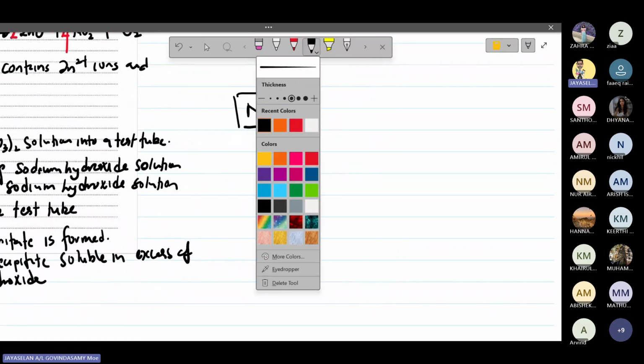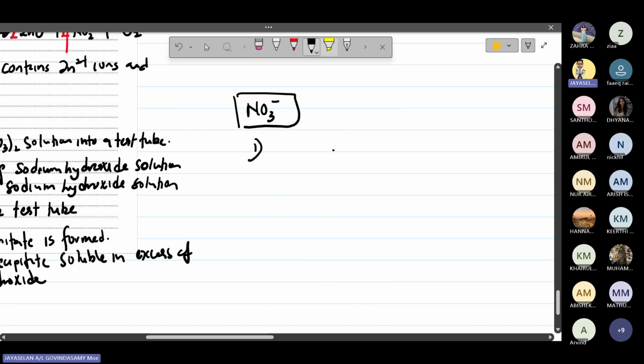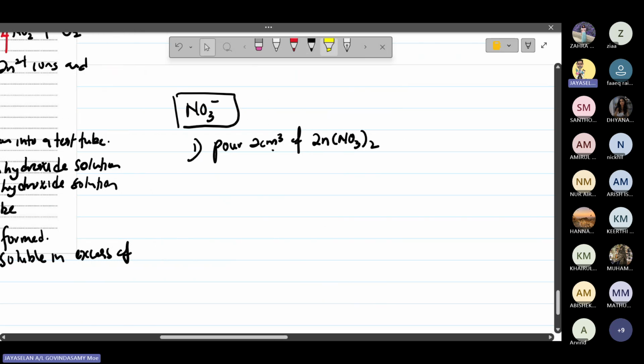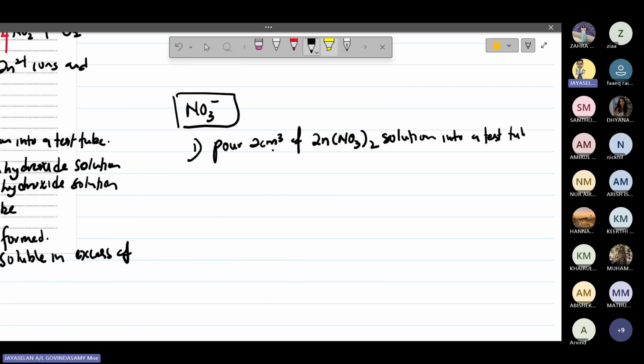Nitrate ion. Okay, saya tuliskan procedure number 1. Procedure number 1, pour 2 cm power 3. You boleh guna symbol. Okay, boleh guna symbol. Zinc nitrate solution, okay, into a test tube. You already score 1 mark.